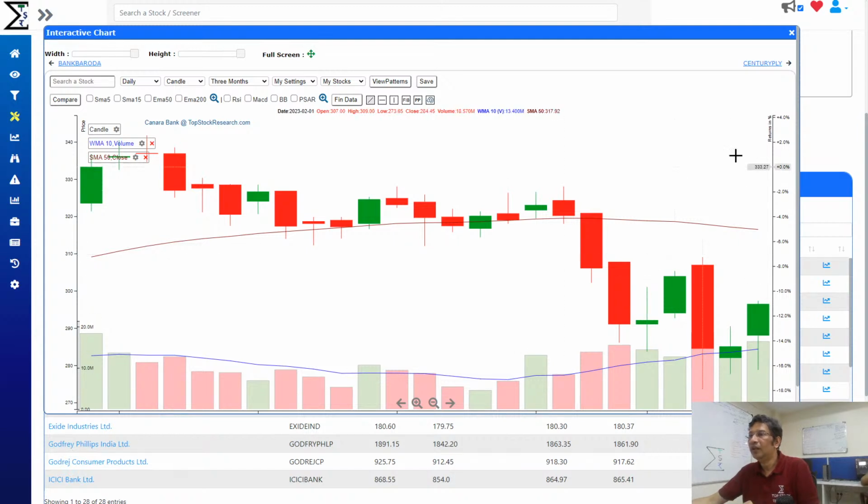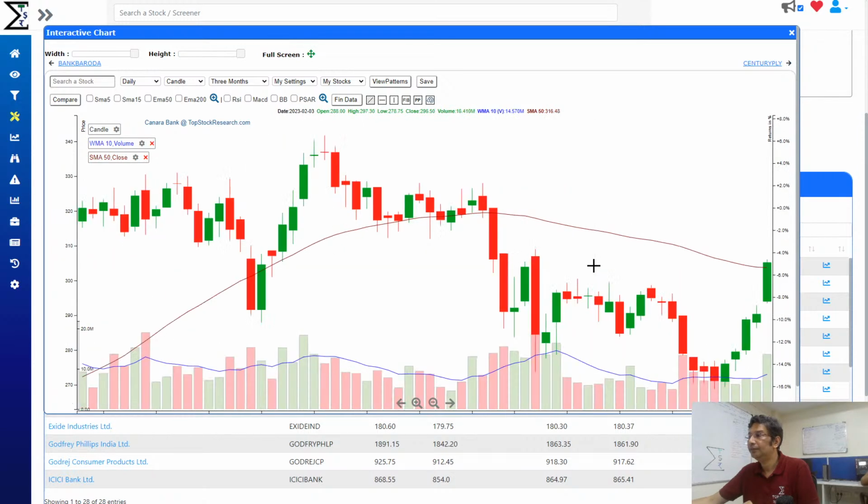So look at this. Look at these levels. This level will be a good target, right? Good target, second good target. If this is breached, then increase your stop loss and go on, right?